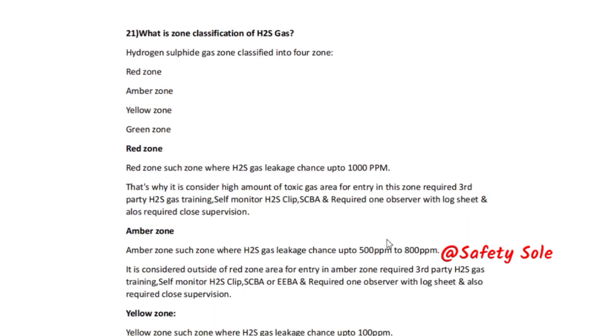What is the zone classification of hydrogen sulfide gas? Hydrogen sulfide gas zones are classified into four zones: red zone, amber zone, yellow zone, green zone. Red zone is the zone where H2S gas leakage chance is up to 1000 ppm. That's why it is considered a high amount of toxic gas area.